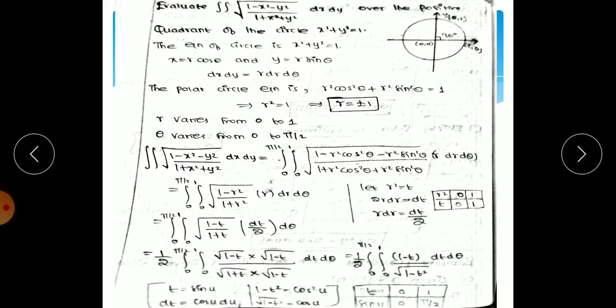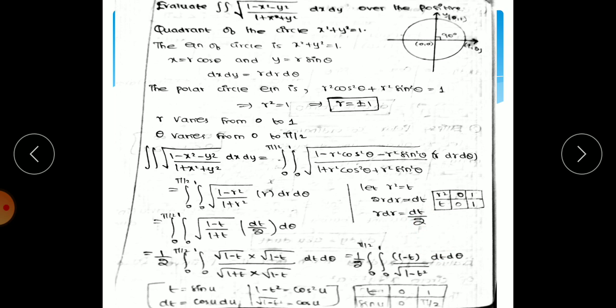Apply that. Okay, so just take it as common. So cos squared theta plus sin squared theta will come for, and that is the denominator also we are getting. So the remaining term is like this. Now take r squared equal to t. Now 2r dr equal to dt. So r dr equal to dt by 2.